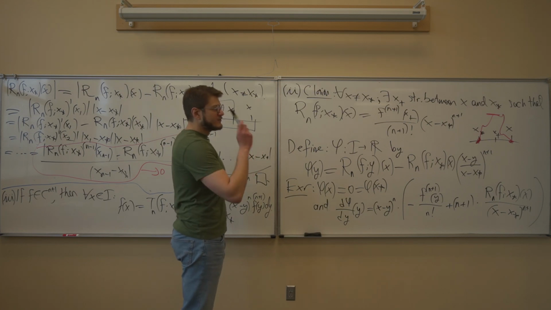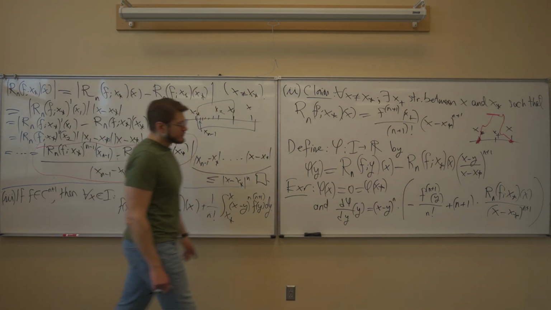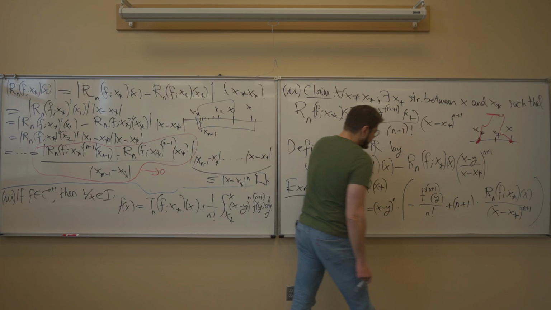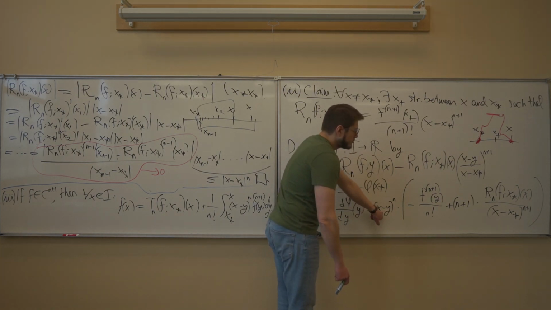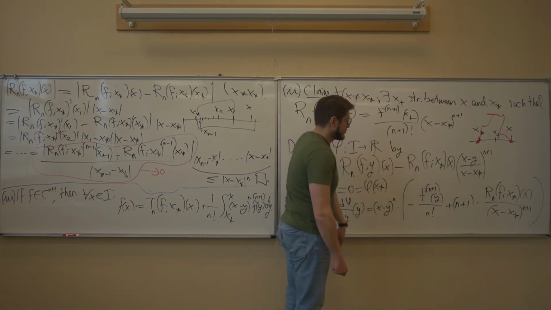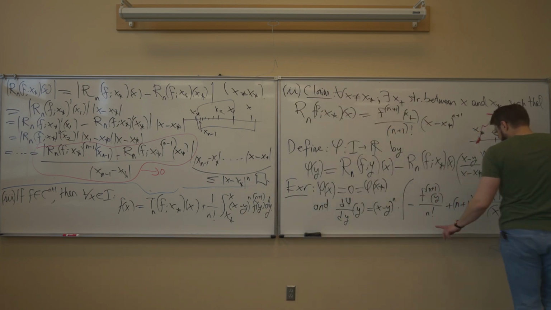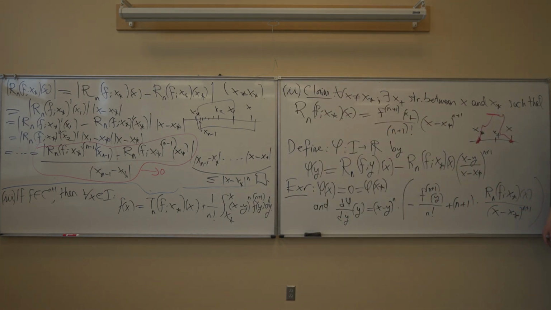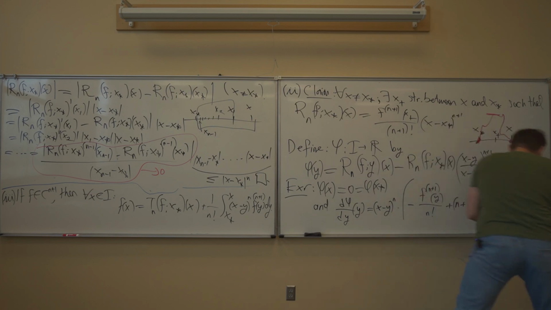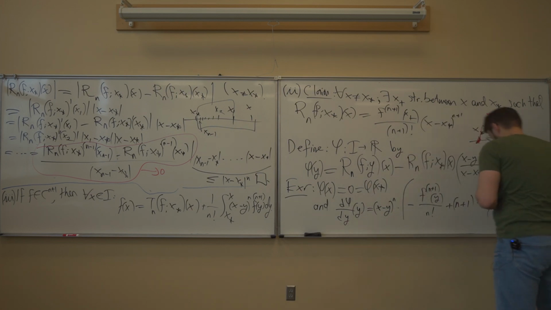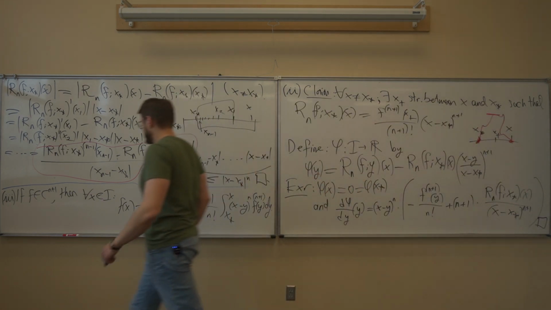But x dagger is strictly between x and x star, which means that in order for this product to be 0, this cannot be 0, which means that the other part has to be 0. And if you rewrite everything, you realize that this happens only if this happens. Okay. That's the end of the second part.